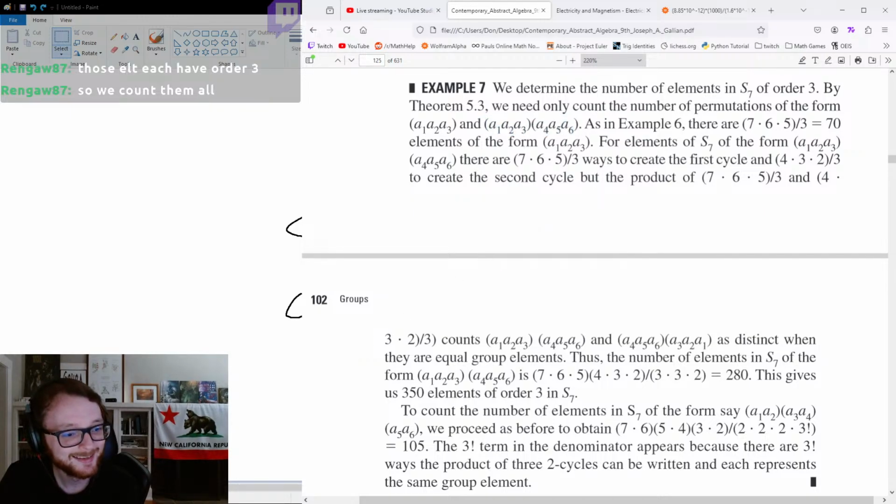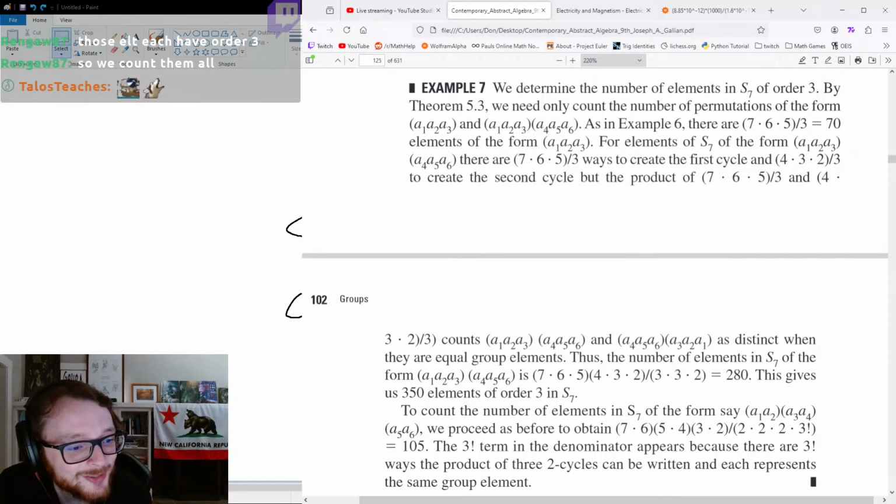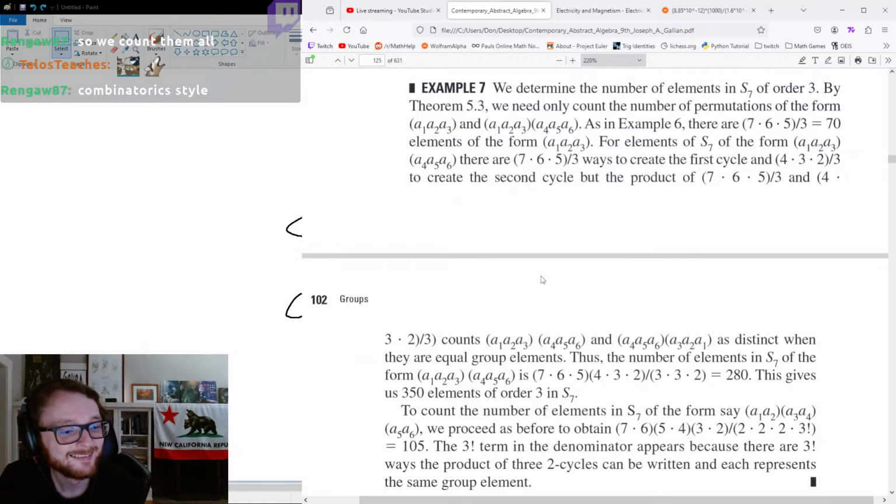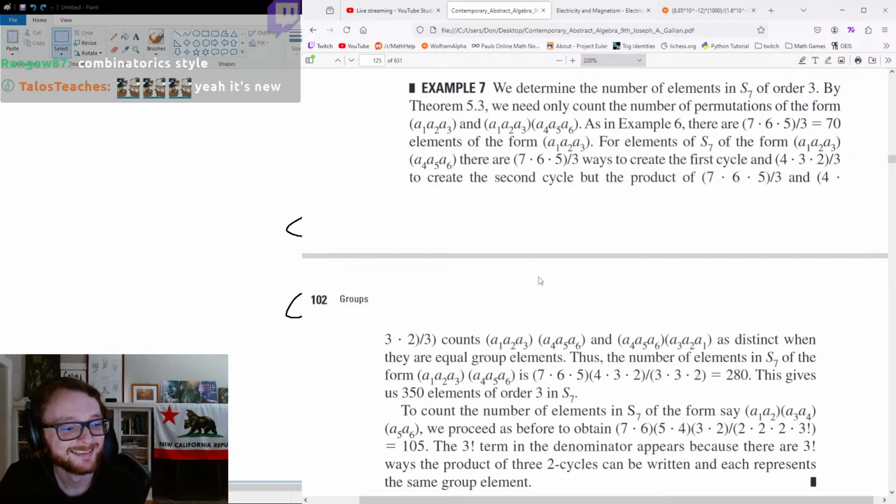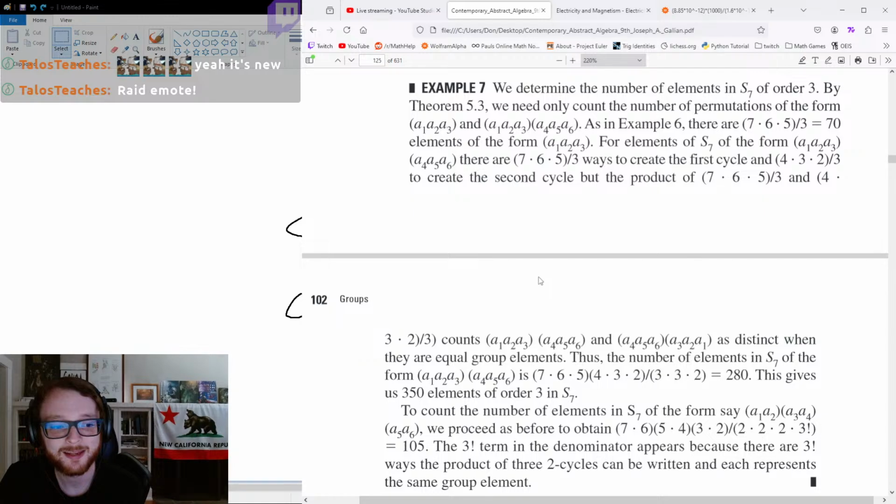Talos? What is that? Oh, that's such a good emote. What the hell? Is that new? Oh, it looks great. Your emotes have been crushing it. That lick one is really good too. You know, it's like a one person raid. I'll take it.